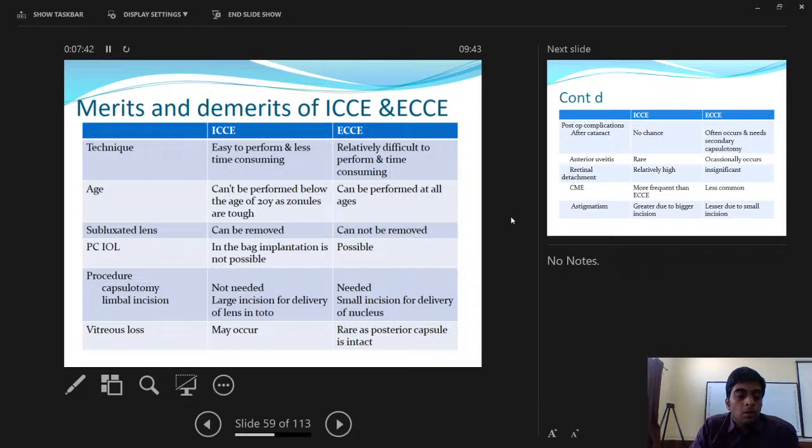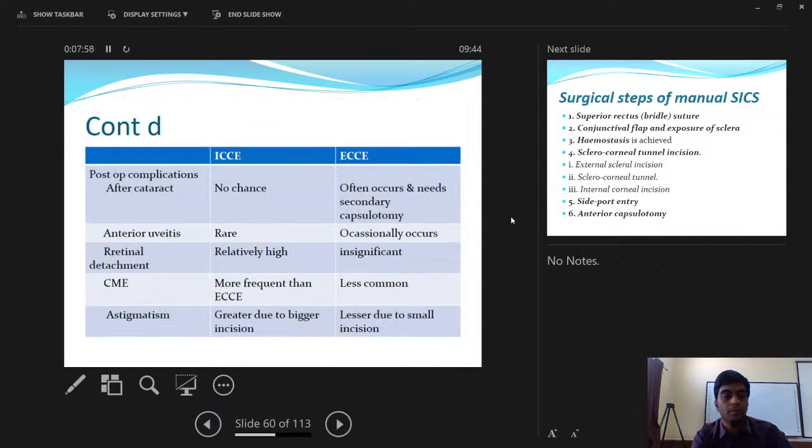In ICCE, capsulotomy is not needed as a procedure. A limbal incision is taken, and a large incision is taken for delivery of the lens, whereas in ECCE a small incision is enough for the delivery of the lens. Vitreous loss may occur in ICCE, whereas it is rare in ECCE as the posterior capsule is intact.